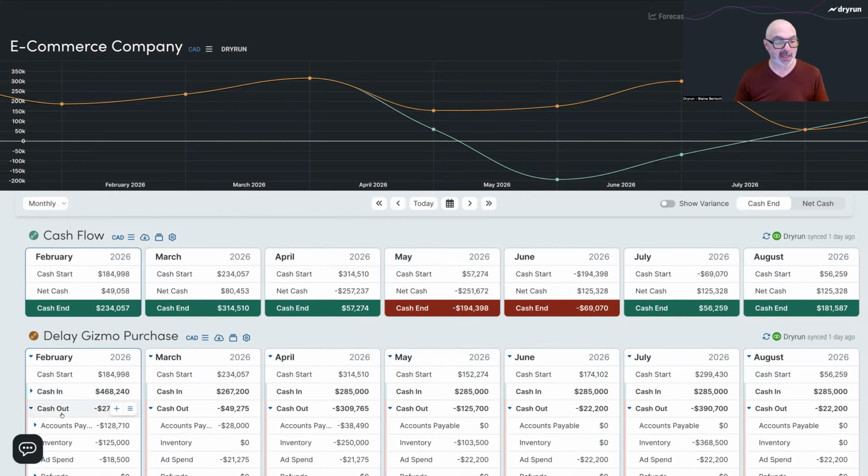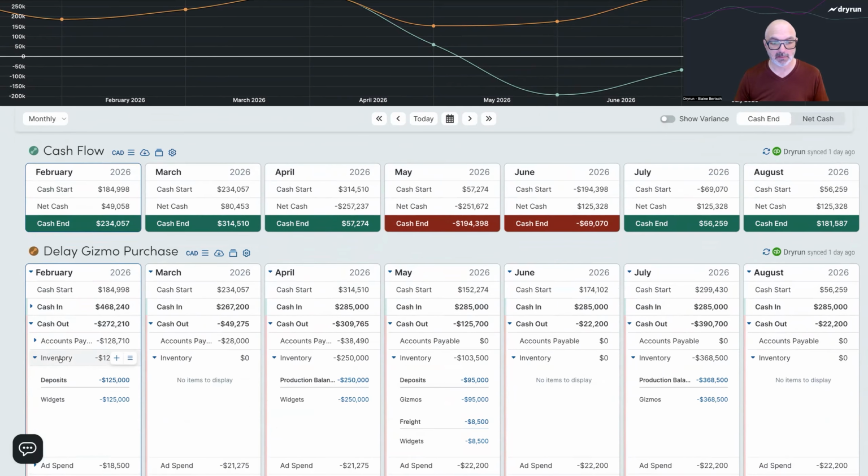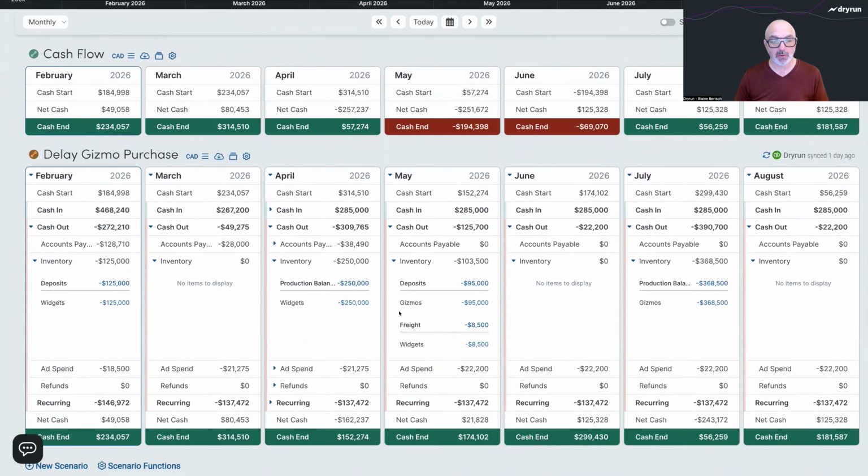And if I go into my cash out section here, look at my inventory, you can see what we're doing is we're just delaying our gizmo purchase till May. And I've negotiated that we're actually not going to do the final purchase of those gizmos till July, and then freight will come later. So that way we can stay well ahead of the game.